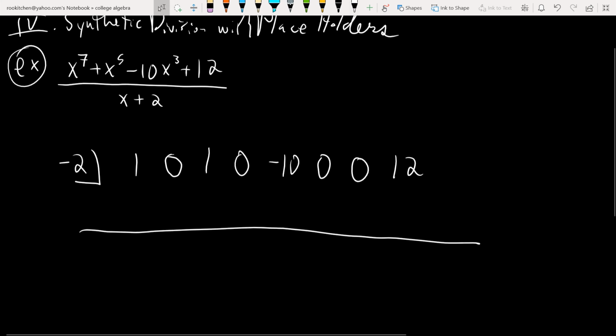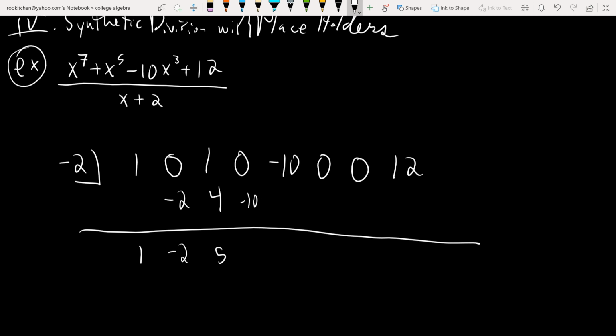Okay, so immediately bring down the 1, then negative 2 times 1 is negative 2, and then add 0 plus negative 2 is negative 2. Negative 2 times negative 2 is positive 4. 4 plus 1 is 5. Negative 2 times 5 is negative 10. 0 plus negative 10 is negative 10. Negative 2 times negative 10 is 20. 20 minus 10 is 10.